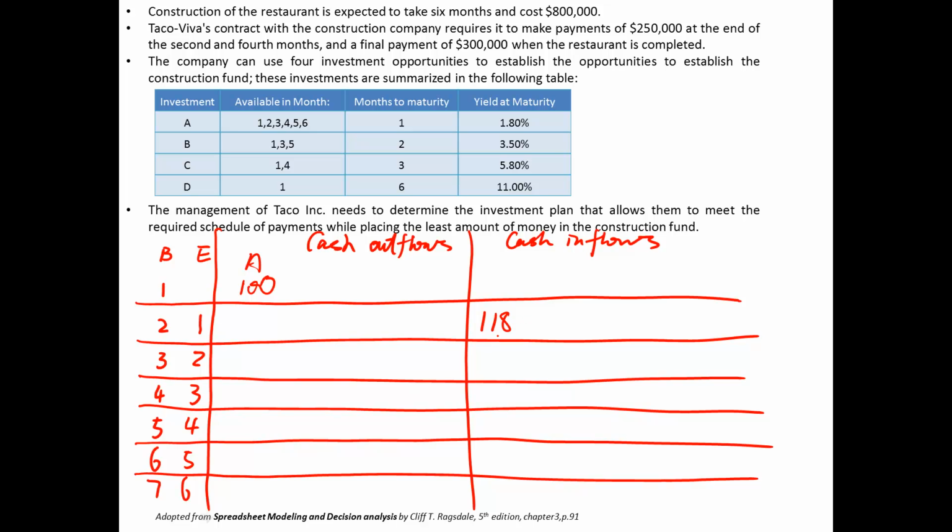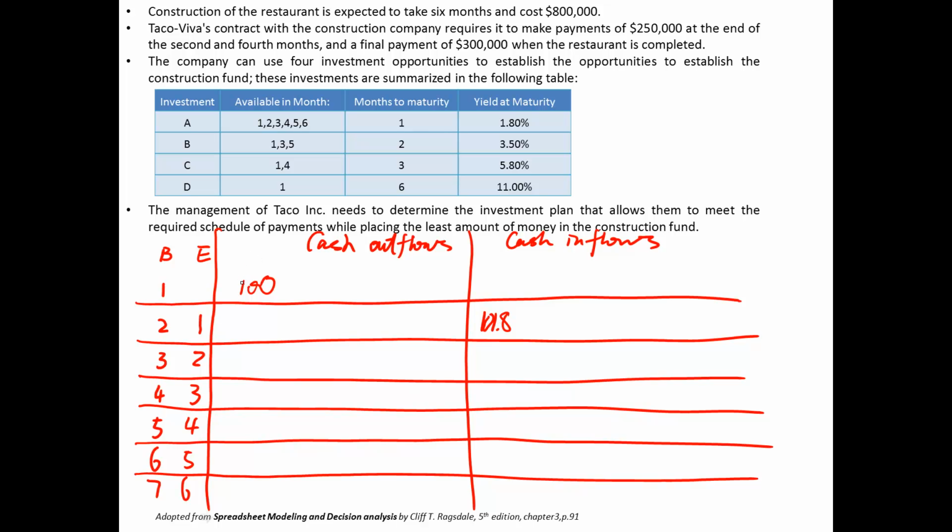And now we don't know how much to put in A at the first month. That's something we're trying to decide. Oh, that's 1.8%, sorry. But the problem is that we don't know how much we're going to put right now, so that's what we're going to decide. That translates into our decision variable. So how much to put in A in the first month is one of our decision variables.